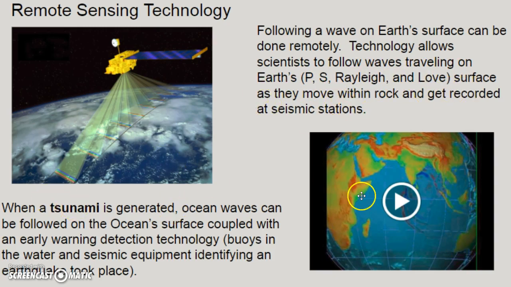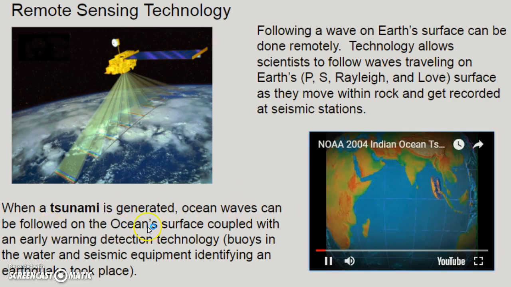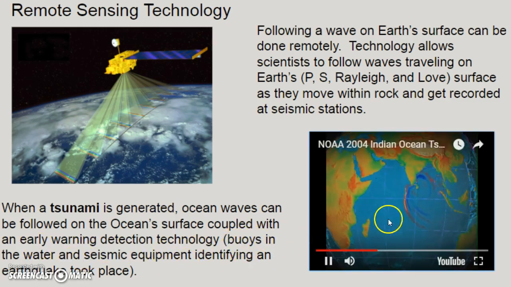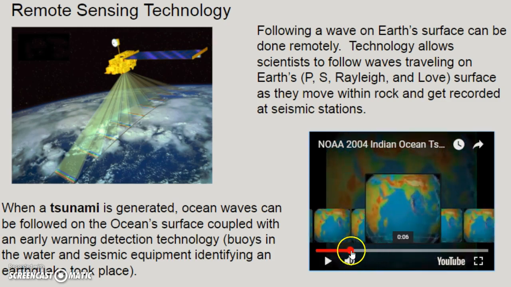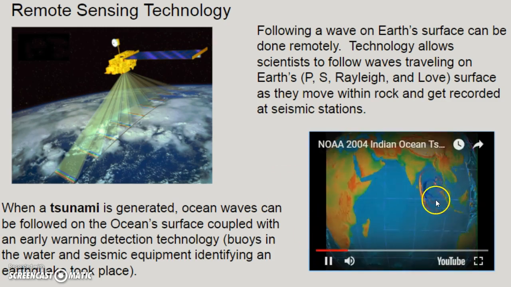You can see this with the tsunami. I'll play this picture and I'll read it to you, or play the video. When a tsunami is generated, ocean waves can be followed on the ocean surface, coupled by early warning detection, which are just simply buoys in the water, and seismic equipment that are used for identifying where the earthquake took place. Here we see the tsunami that was generated several years ago, right around Christmas. And you can actually see the wave fronts traveling outward from the location of the actual epicenter. You can follow this wave front that's just moving outward.